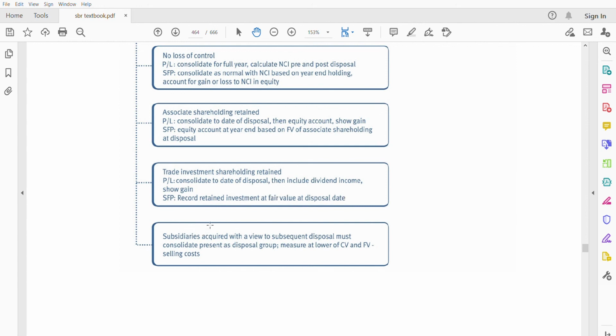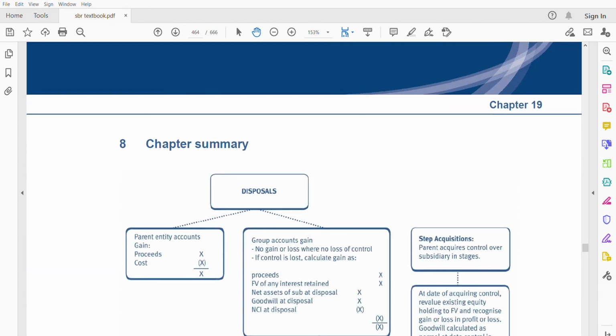And if the subsidiaries are acquired for resale, then you must consolidate them and present them as a disposal group and measure them at the lower of carrying value and fair value less selling cost. Okay. So this is like a summary.